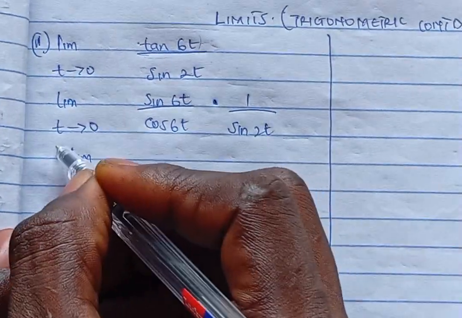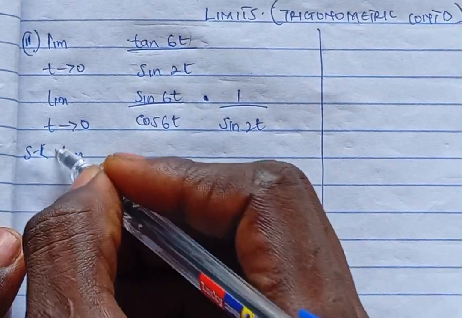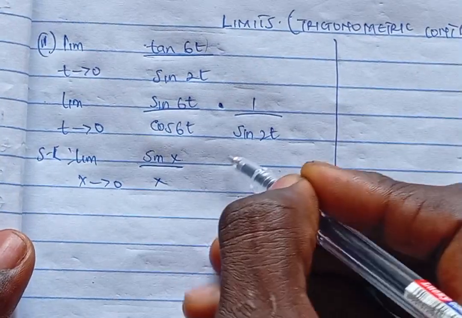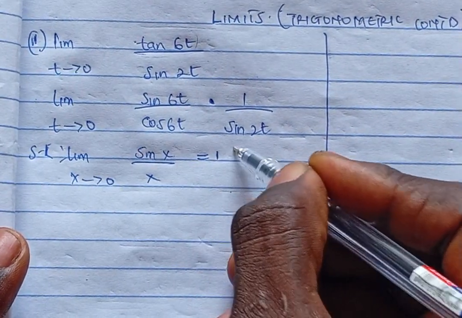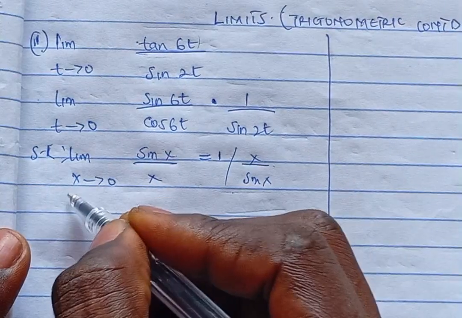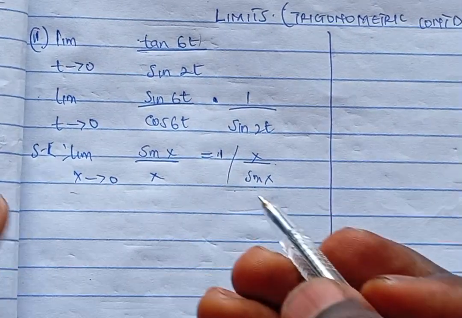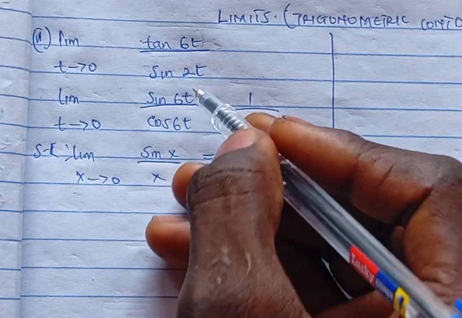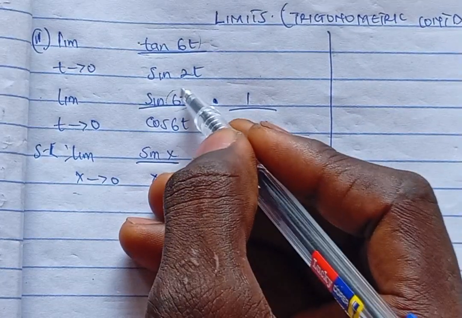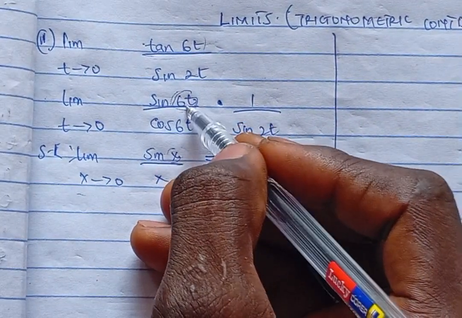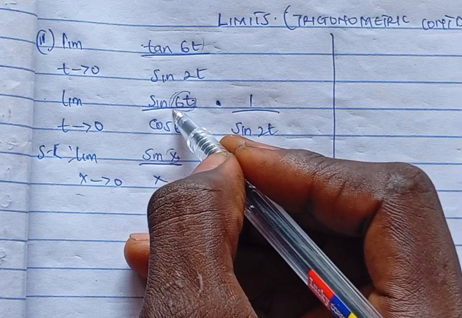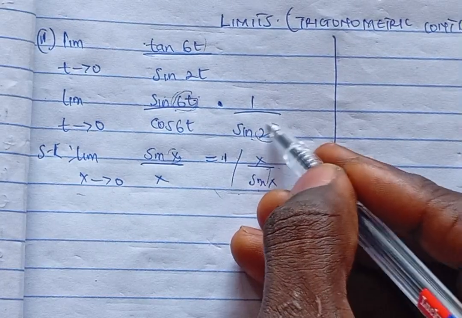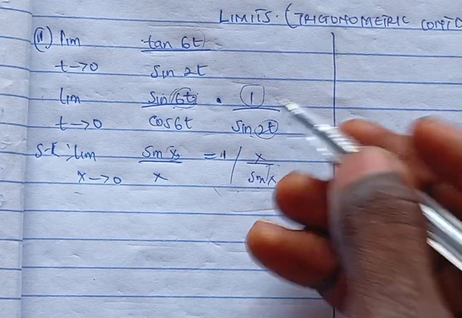Do you remember that the standard limit as x tends to 0 of sine x over x will be equal to 1? Or if we have x over sine x, since it is tending to 0, we have 1. Do you understand? Now I want to make this 6t, because 6t represents x here, so I must have 6t at the denominator of sine 6t. And for this one, to make it a standard limit, I must have 2t at the top. Do you get what I'm saying?